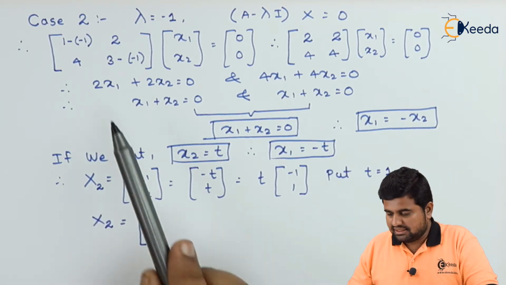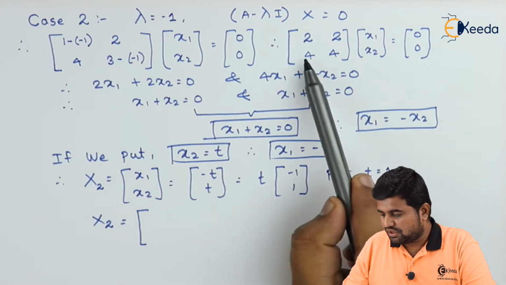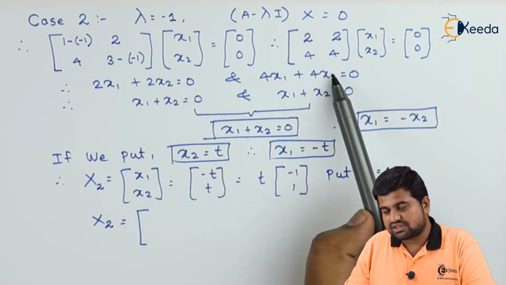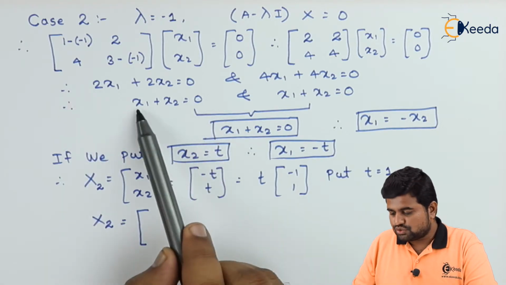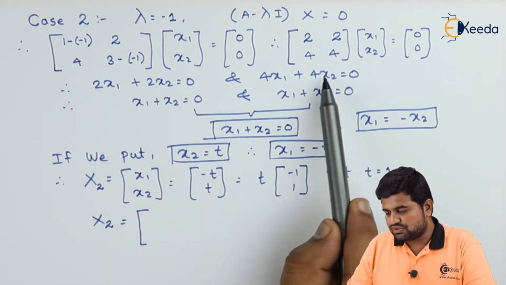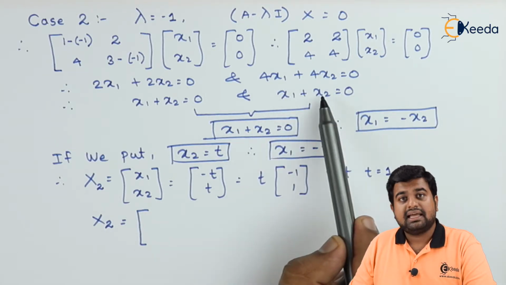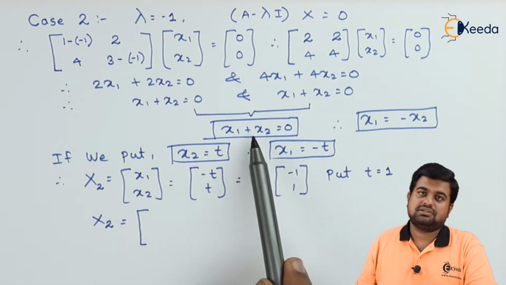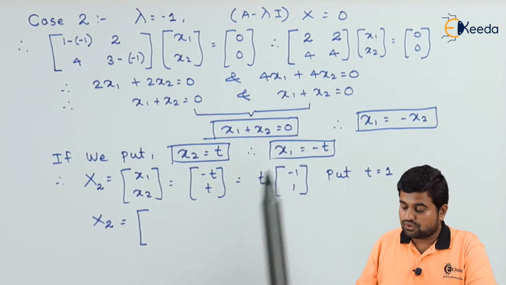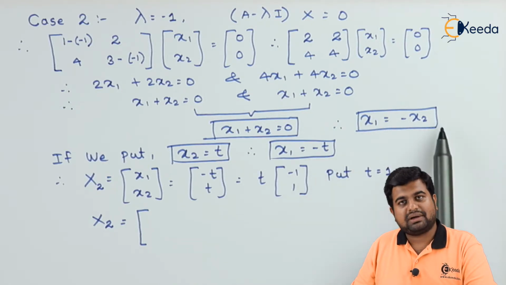So as you can see, we have got 2x1 plus 2x2 is equal to 0 and 4x1 plus 4x2 is equal to 0. So if I take 2 common and divide by this, I'll be getting x1 plus x2 is equal to 0, and if I take 4 common and divide by this, we'll be getting x1 plus x2 is equal to 0. So these two equations are the same, which is nothing but x1 plus x2 is equal to 0. Now if I take x2 on the right hand side, I'll be getting x1 is equal to minus x2.